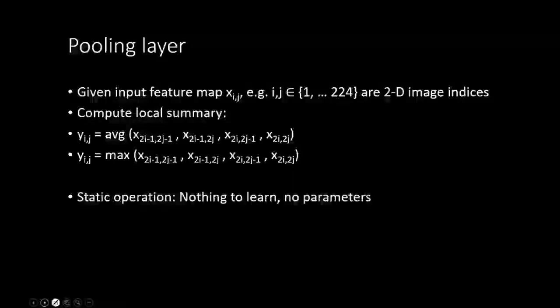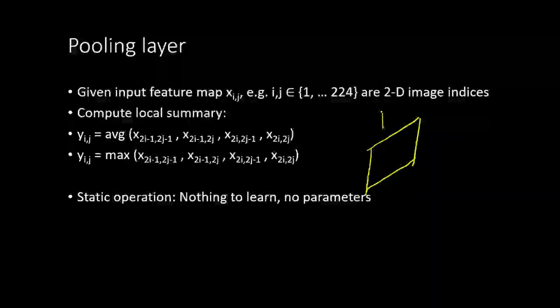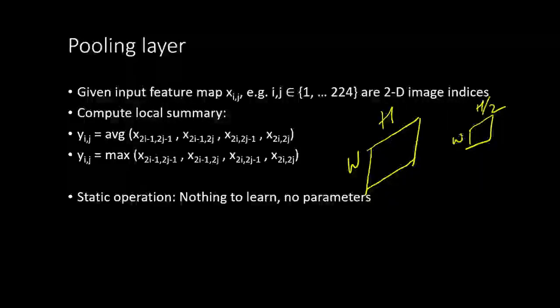What it does is, if we have a feature map of size h by w, we want to reduce it to a smaller feature map of size, let's say, h by 2 and w by 2. What we do is, we take a 2 by 2 neighborhood and we summarize it either by taking an average or taking a max and plotting it in one location. So that is called average pooling or max pooling.